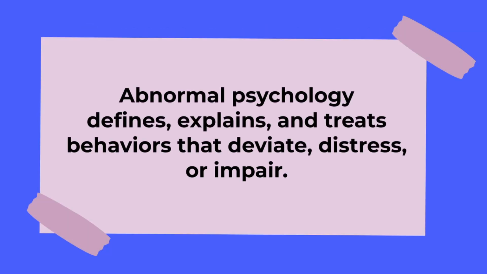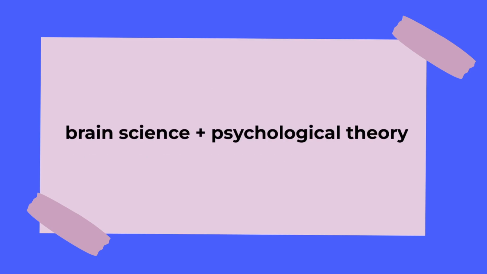To recap, abnormal psychology defines, explains, and treats behaviors that deviate, distress, or impair. It draws on both brain science and psychological theory to help people manage anxiety, mood, psychotic, and personality disorders.